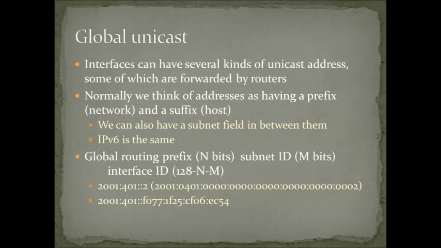Now, normally in IP version 4 land, we think of network hosts as having a prefix and a suffix. The prefix portion identifies the network that you're connected to, and the suffix portion is the host. And this boundary between the prefix and the suffix is defined by the subnet mask. And so, by extension, we might say that an IP address actually might have a subnet field in it.